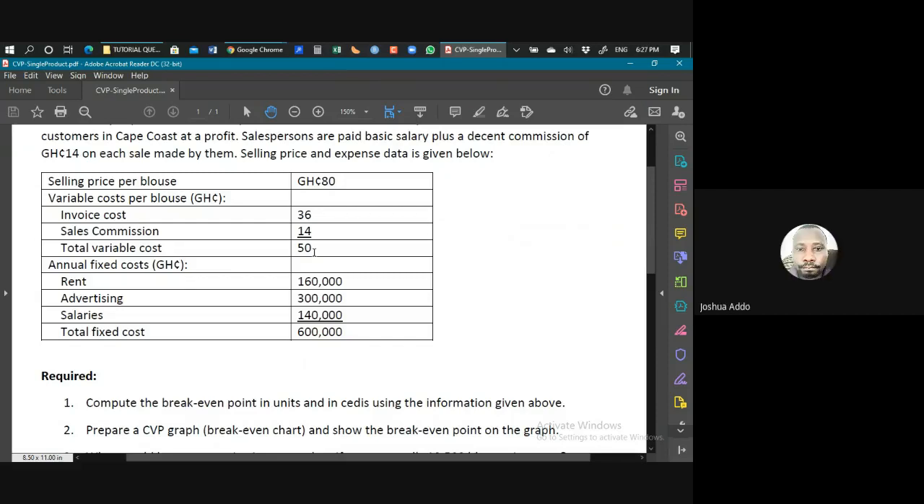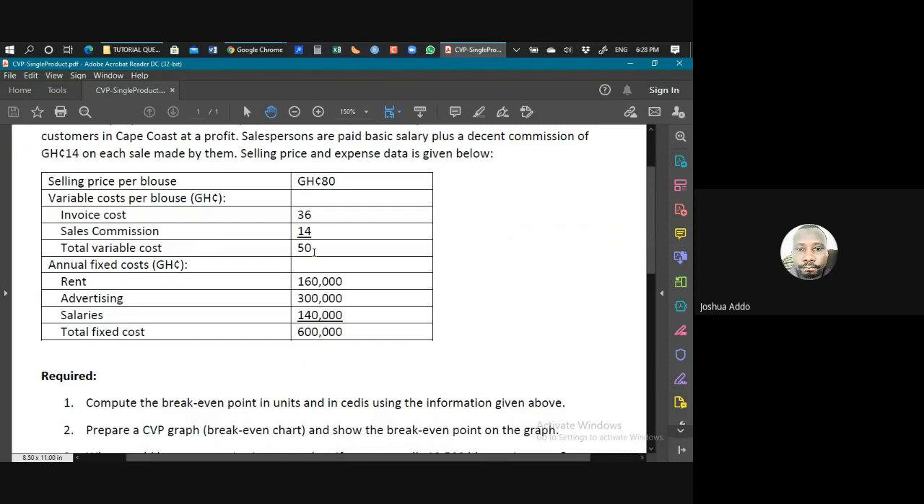Then we have fixed costs. Fixed cost is broken down into the following components. Rent is 160,000 Ghana cedis for the whole year. Advertising is 300 Ghana cedis for the whole year. Salaries for the salespeople and even for everybody, salaries is 140,000 for the year. Total fixed cost is 600,000. So this is the question.